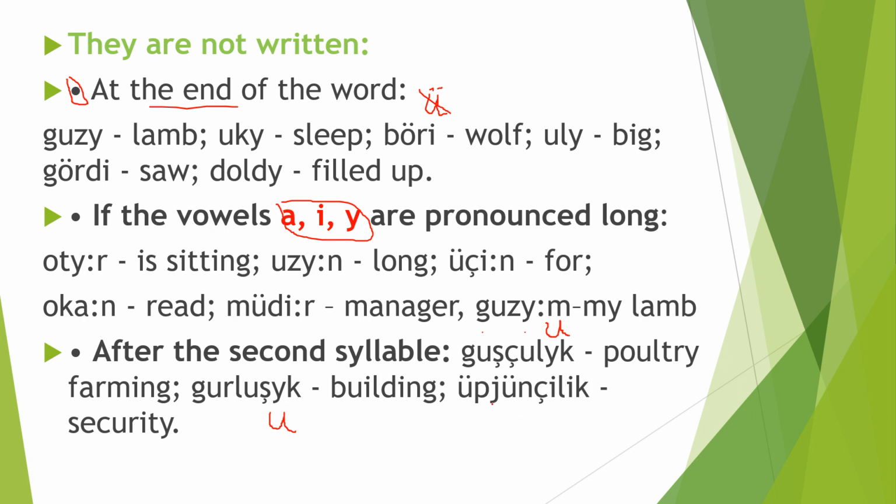Üpçünçülük. Again, üpçünçülük. Here, ü and ü. This is how we read, how we pronounce, but we must remember that we cannot write u, ü after the second syllable. Üpçünçülük, security or supplying.